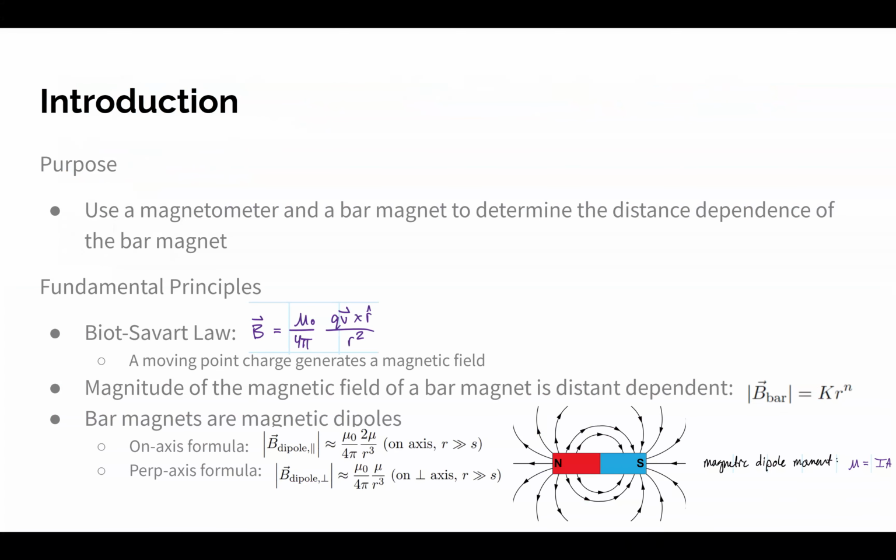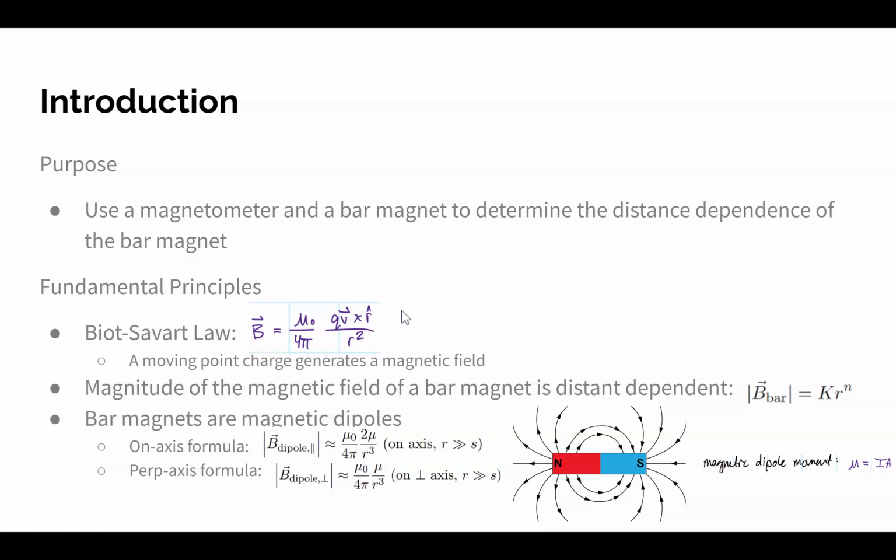So the purpose of this lab is to use a magnetometer and a bar magnet to determine the distance dependence of the bar magnet. Some fundamental principles I used were the Biot law, which allows you to calculate the magnetic field of a moving point charge.